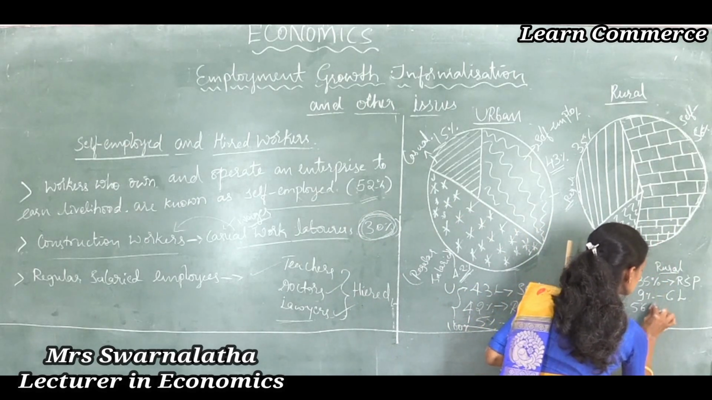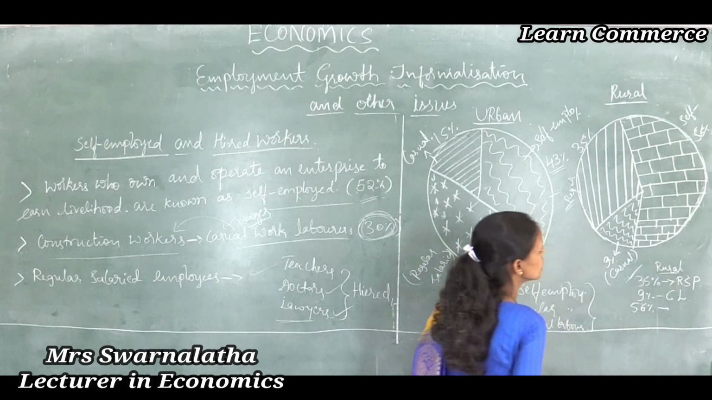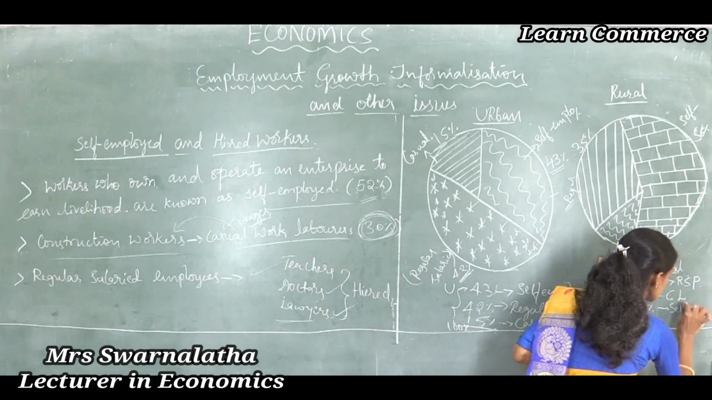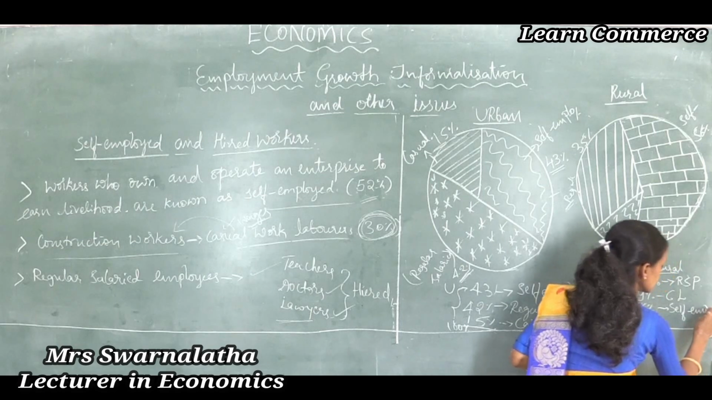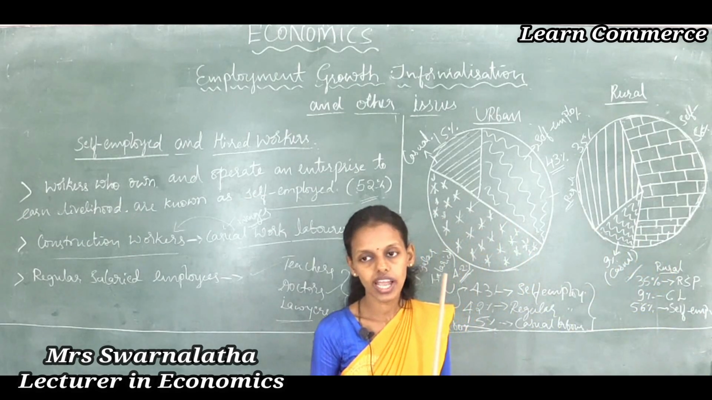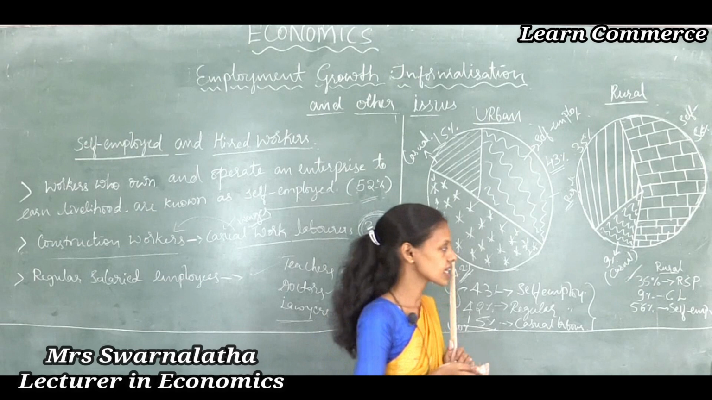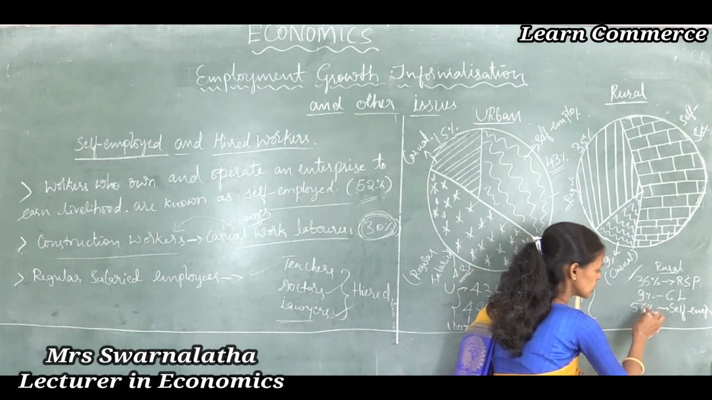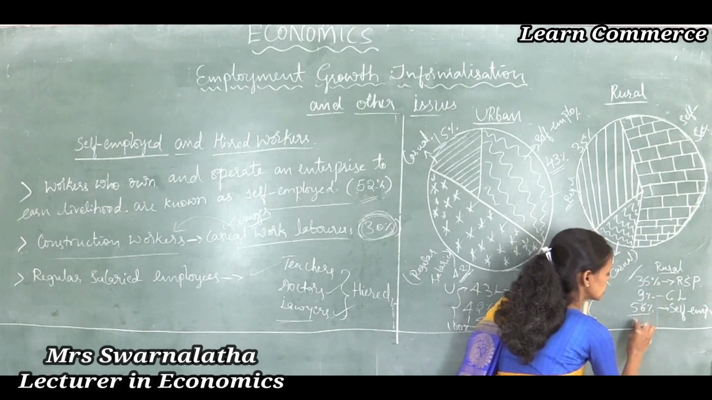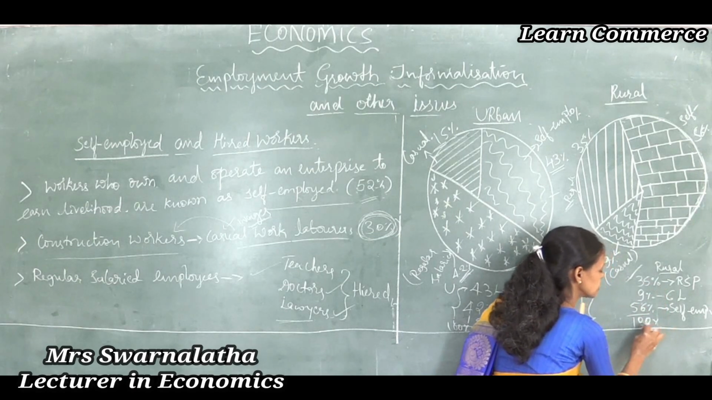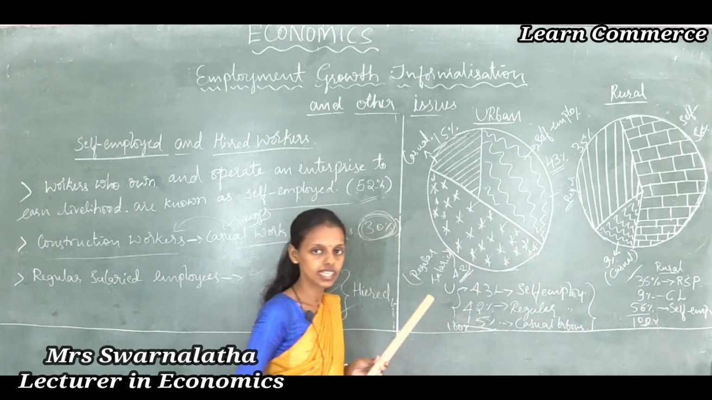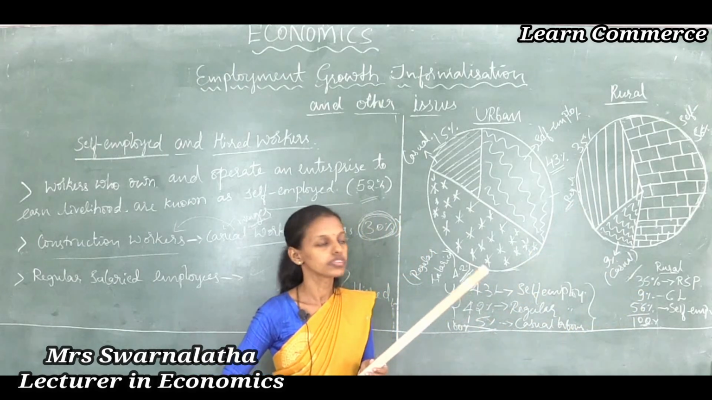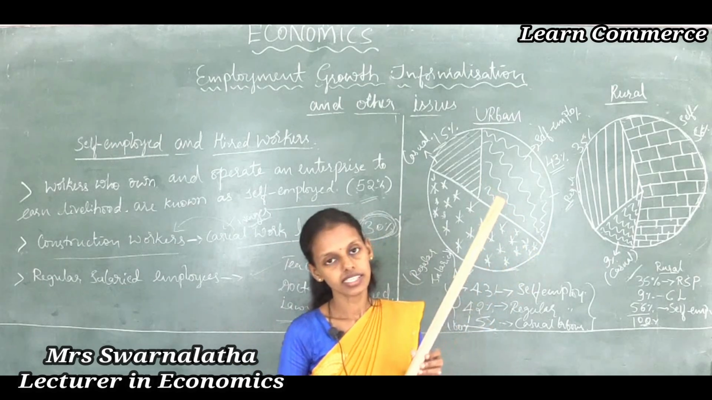So 56% of the people were self-employed, because they engage in their own work, either in the farms, they have their own lands, their own economic activities, engaged in their own activities. So in 100% you can see here, in rural areas, self-employment is more than the casual work or regular salaried persons.